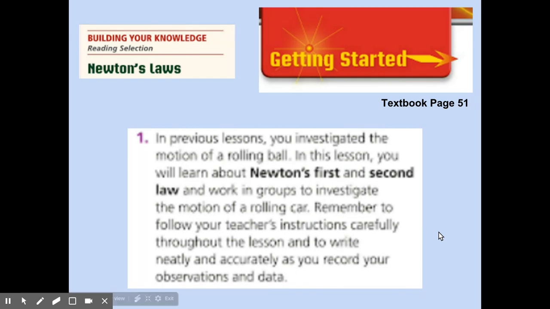Number 1 in Getting Started talks a little bit about the important things for this lesson, so I should probably read this to you. "In previous lessons, you've investigated the motion of a rolling ball. In this lesson, you will learn about Newton's first and second laws and work in groups to investigate the motion of a rolling car. Remember to follow your teacher's instructions carefully throughout this lesson and to write neatly and accurately as you record your observations and data." Now, as you go through this part of the unit, a lot of the information you have is going to be used in later lessons, so make sure you're keeping accurate results and information because we're going to revisit Newton's first and second laws over the next 2 or 3 weeks.